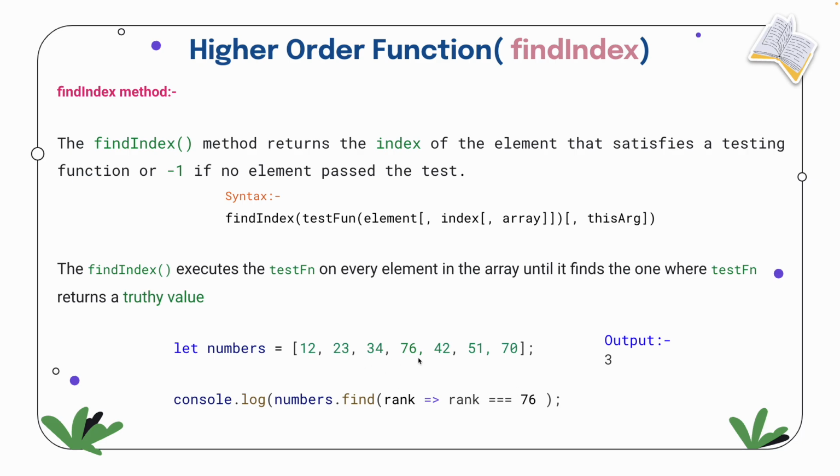Let's suppose here we are checking rank greater than 70. It will check whether any element has rank greater than 70. So it says, okay, 76 is a rank greater than 70. So it's the first match. It returns 0, 1, 2, 3, so it returns the output as index 3. But let's suppose instead of 76, if I write rank greater than 90.